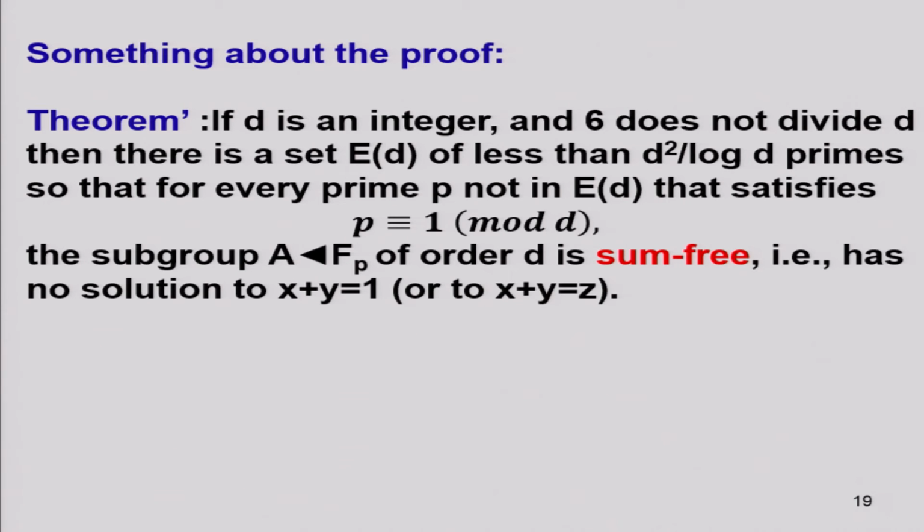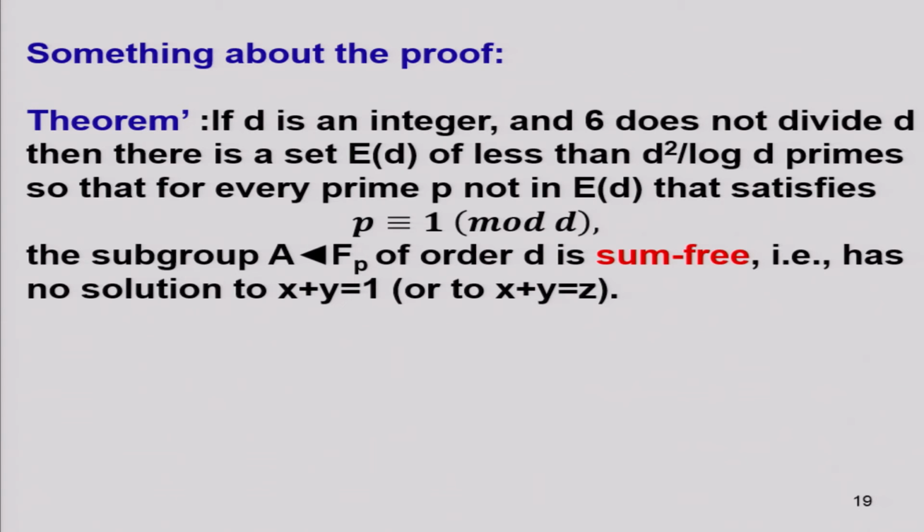And okay, so here is a more detailed statement of the theorem. It says the following: if d is an integer, and we have to assume that 6 does not divide d, d will be the size of this multiplicative group that I'm going to look at, then there exists some set E_d of not too many primes, d squared over log d primes. These are the bad primes, maybe. And then for any other prime which is not in E_d and is 1 modulo d, so you have to be 1 modulo d just to have a subgroup, a multiplicative subgroup of size d.